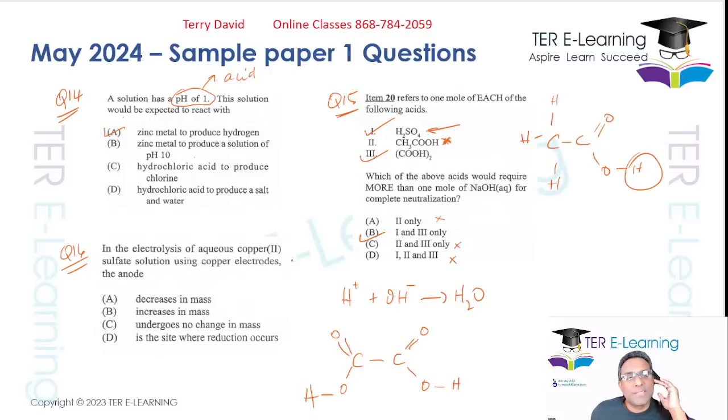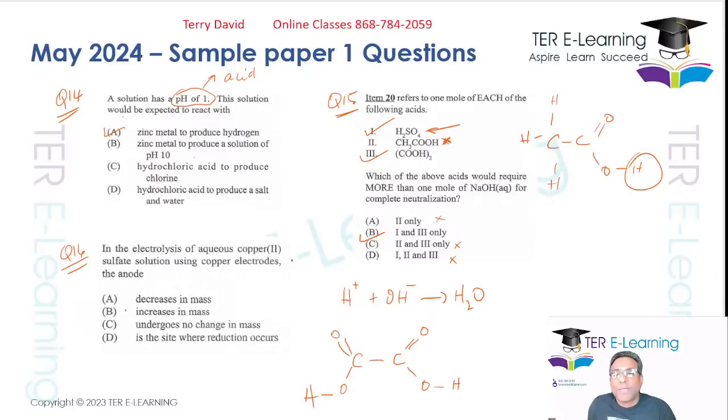Somebody's asking if calcium oxide is a drying agent. Yep, it's a drying agent that we use for ammonia gas. Right, people saying the answer is A.